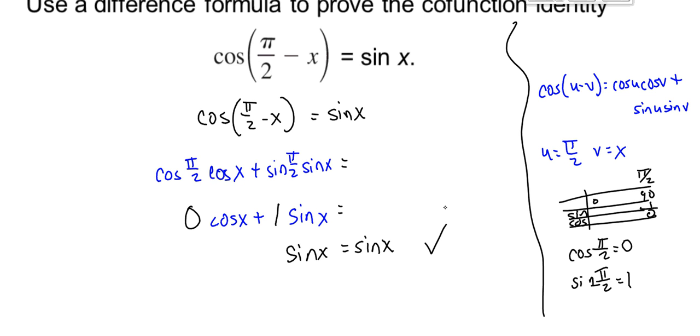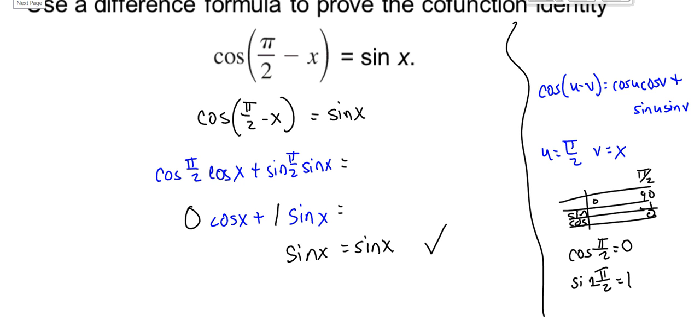So you'll find that using these formulas to prove a cofunction identity could help you. When we were talking about what has to be memorized versus not, you have access to these difference formulas. So if you forget what the cosine of pi over 2 minus x is, because you haven't memorized that, it might take you a little longer, but you can go through that and figure out what that is.